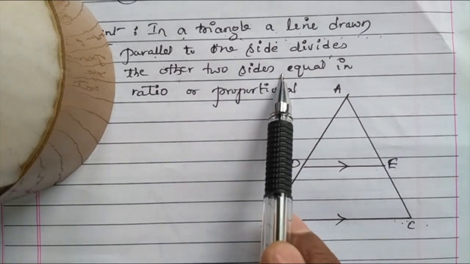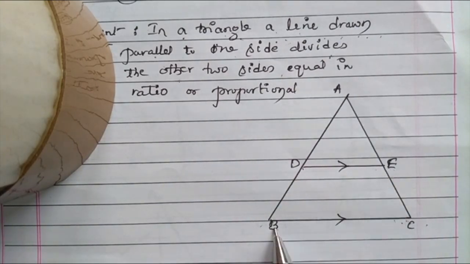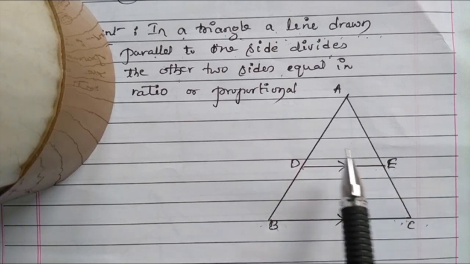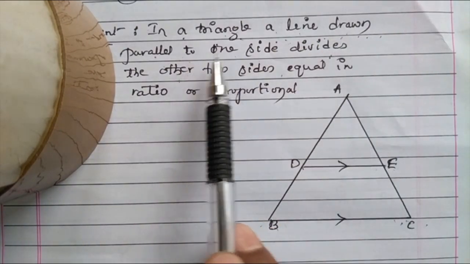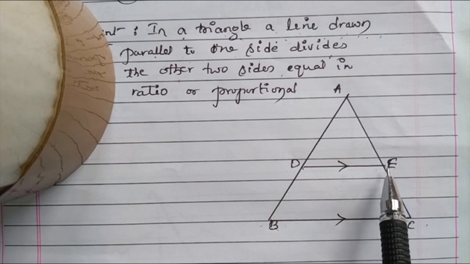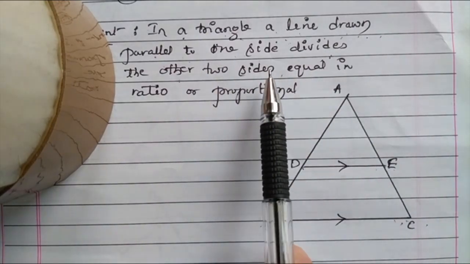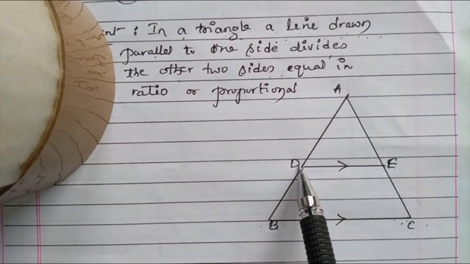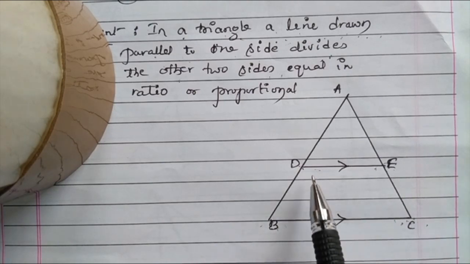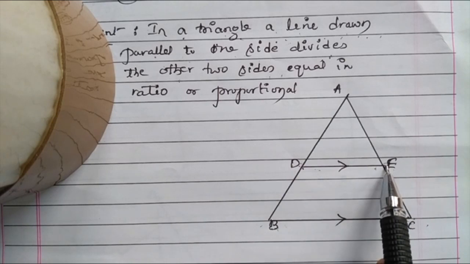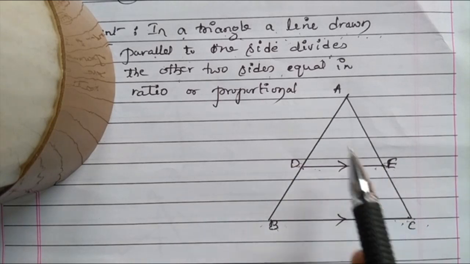Divides the other two sides. If you draw a line DE parallel to BC, what does this DE do? This line drawn parallel to one side, this DE line is dividing the other two sides equal in ratio. DE is a line which is drawn parallel to BC. What does this DE line do? This DE line divides the other two sides.